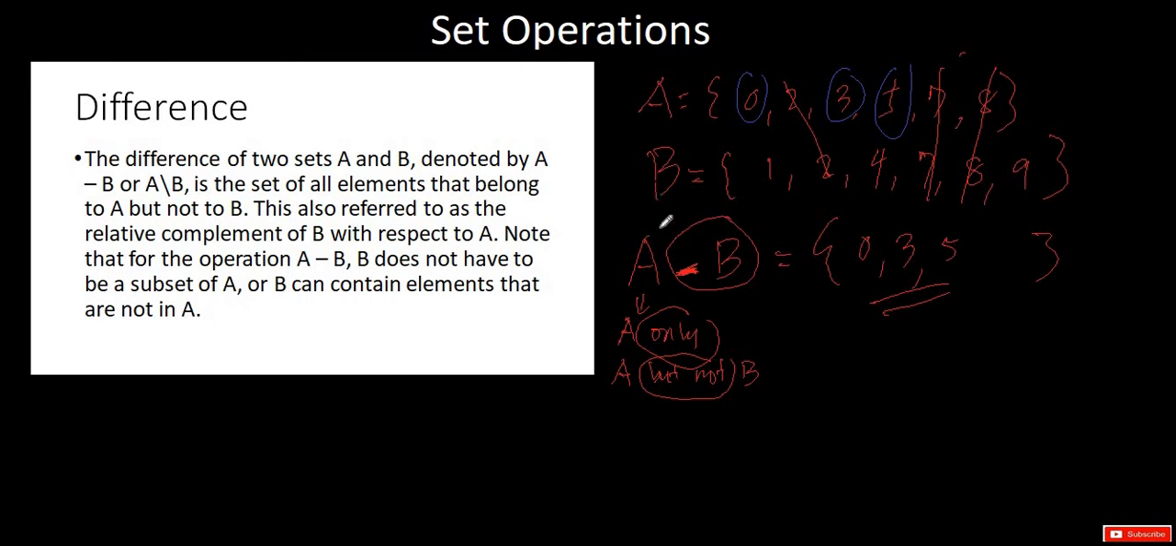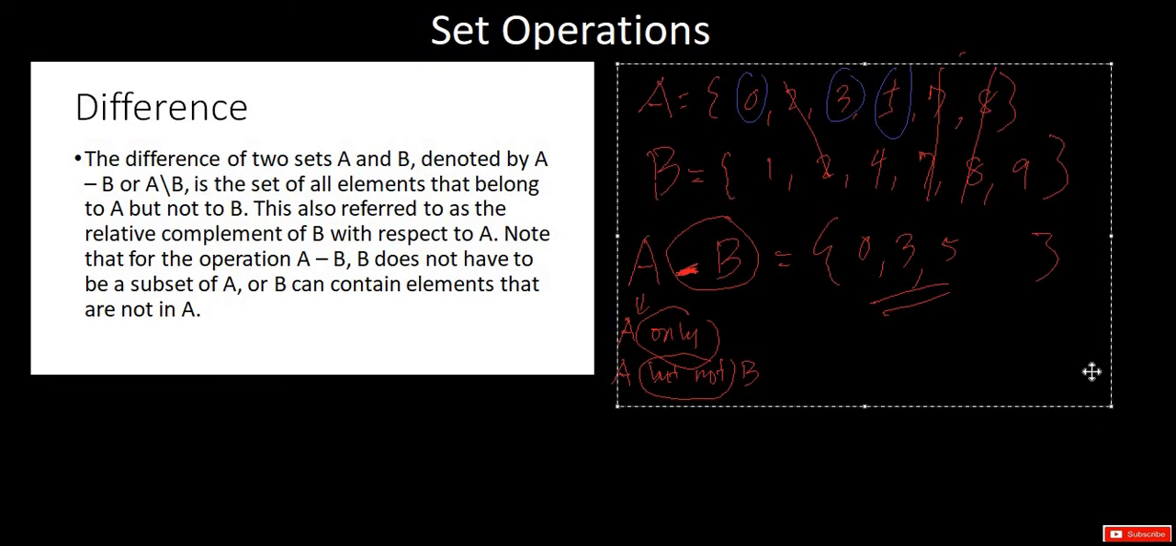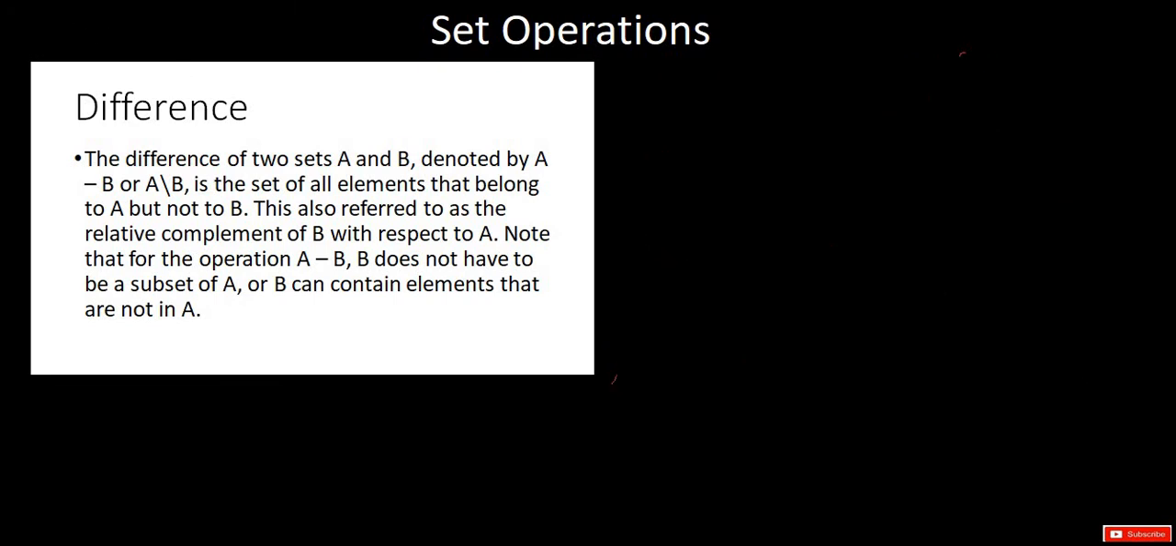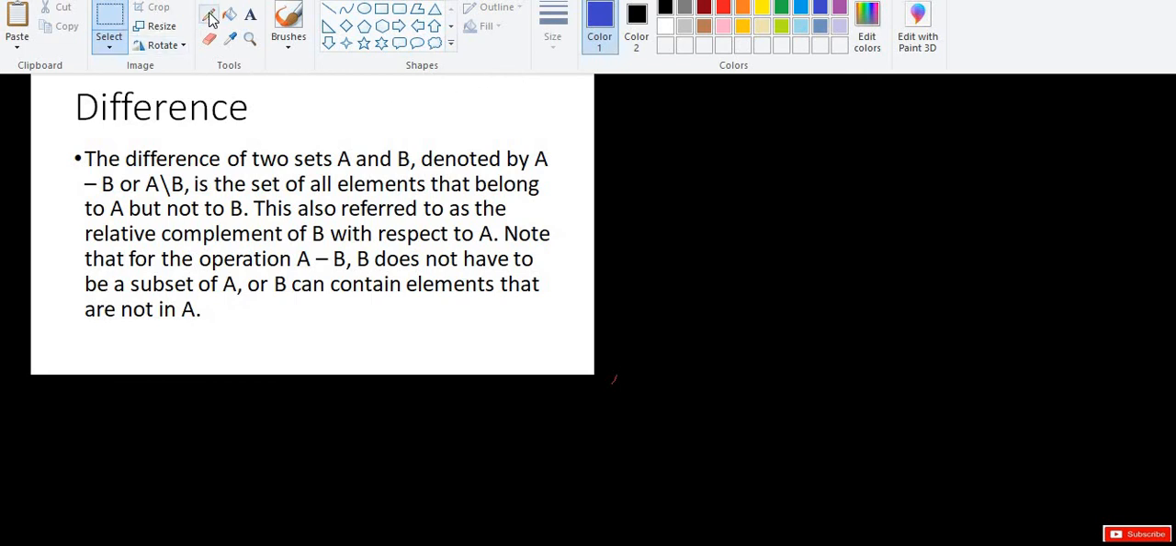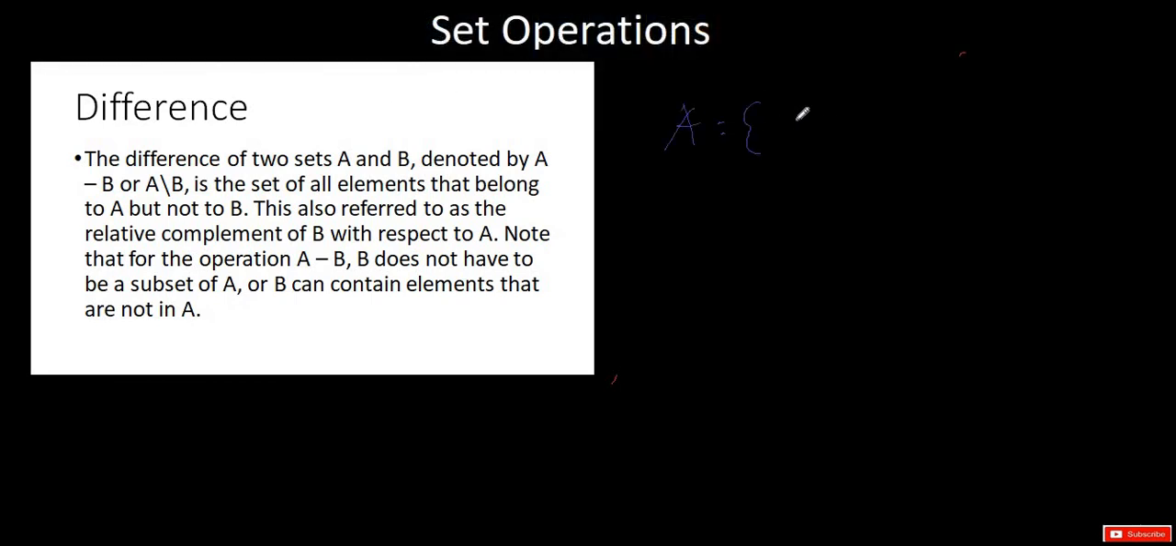Okay, let's have another example. Suppose set A contains the elements 1, 3, 5, 2. And set B contains the elements 0, 6, 3, 5, and 7. What are the elements of B minus A?